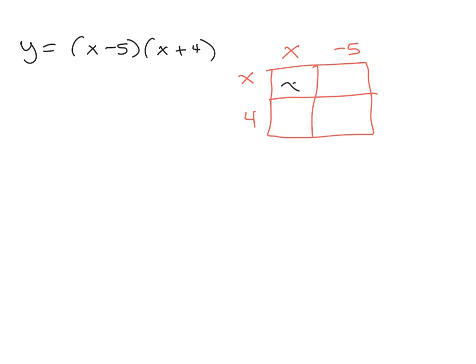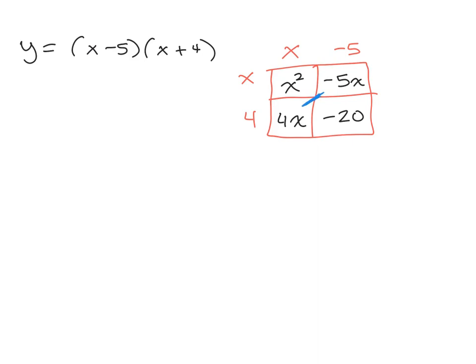X times x is x squared. X times -5 is -5x. 4 times x is 4x. And 4 times -5 is -20. The last thing we have to look for is like terms.